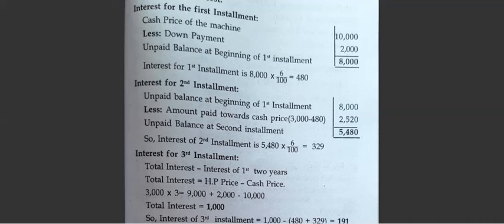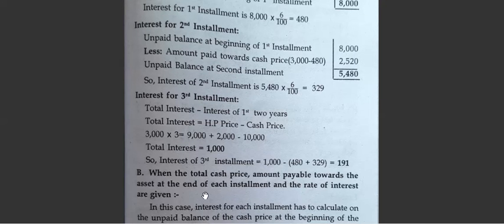Then next, what is the interest of this third installment? Total interest minus interest of the first installment and second installment, that is 1000 minus 480 minus 329, you will get 191. Okay. So this method you have to follow when cash price is given, installment amount is given, and interest rate is given. So in that case you have to follow all these things.